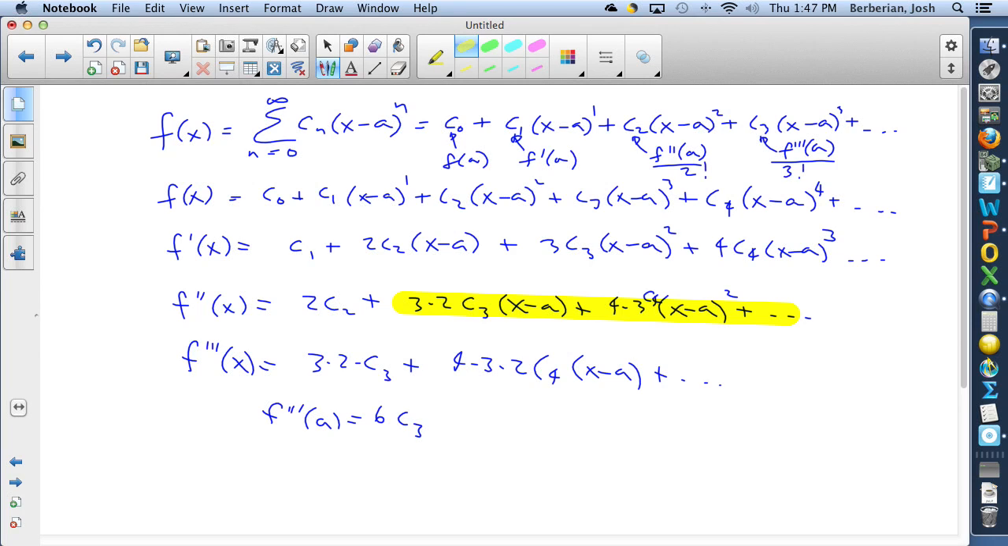But if I wanted to be, I'd probably write 3 factorial. And I'd probably write 2 factorial. And I'd probably write 1 factorial. And I'd probably write 0 factorial. 0 factorial is defined as 1. And that's very convenient, right? So I have a pattern for the nth coefficient. It seems to me that the nth coefficient is the nth derivative at a divided by n factorial.